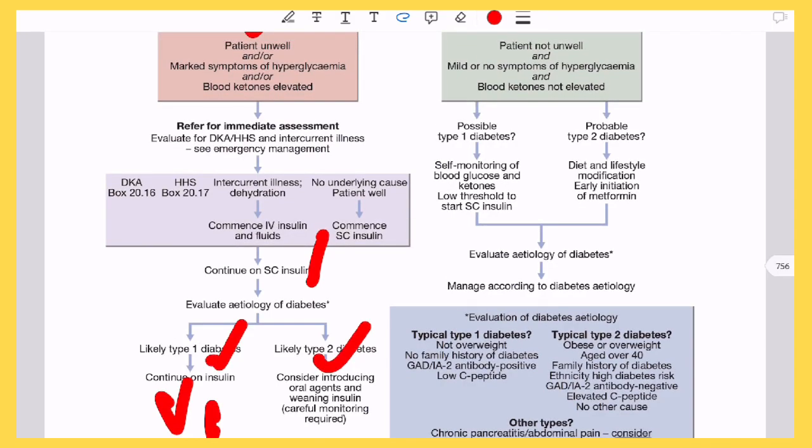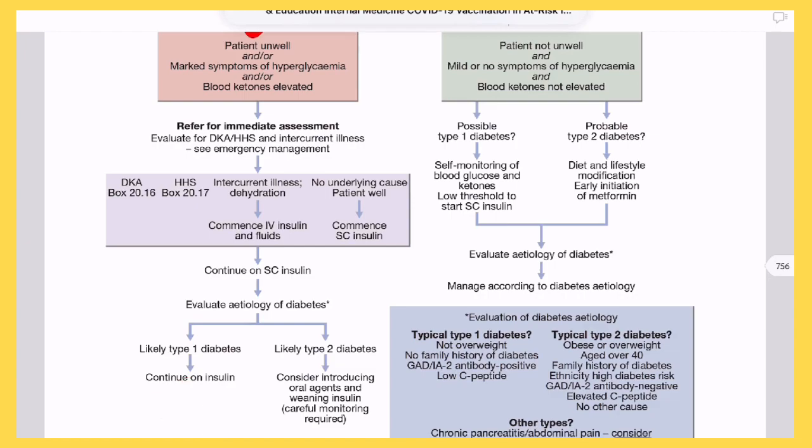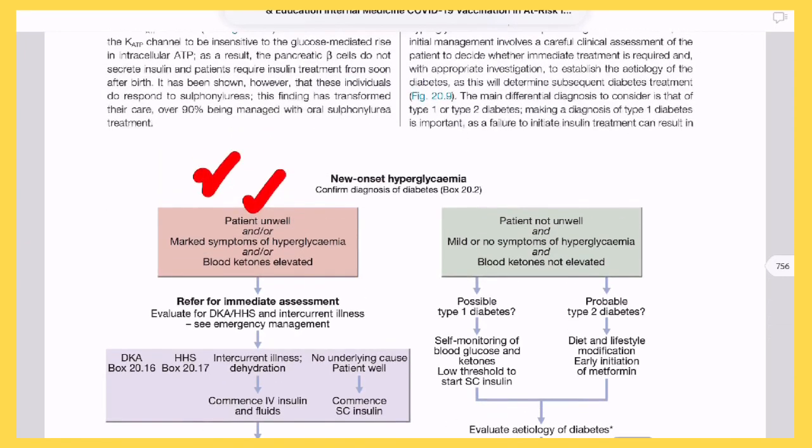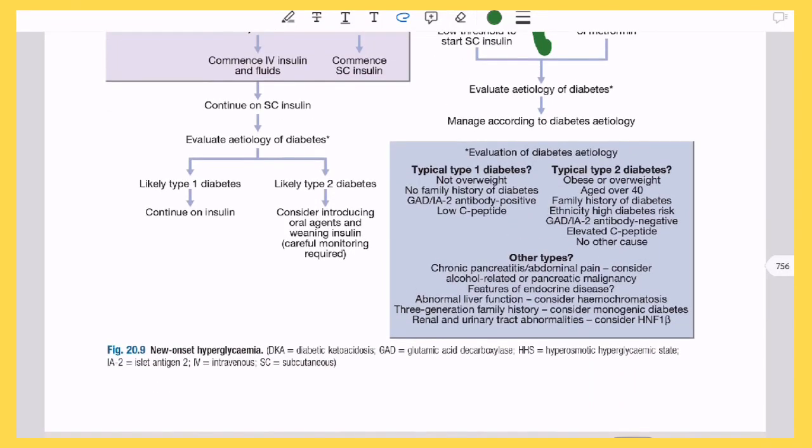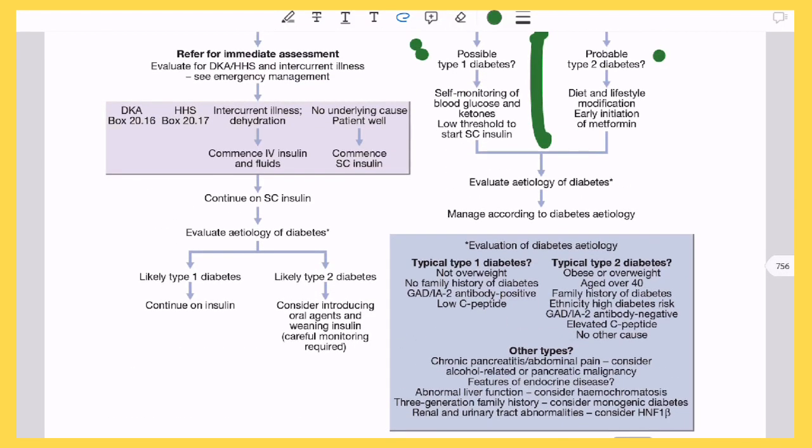Now, the other group is where the patient has hyperglycemia but is not unwell. There are no symptoms or mild symptoms of hyperglycemia, and this is the green group. Their ketone bodies are not elevated. So we now have to think about the cause of the diabetes: either type 1 or type 2, or whether there are any secondary or other causes of hyperglycemia.